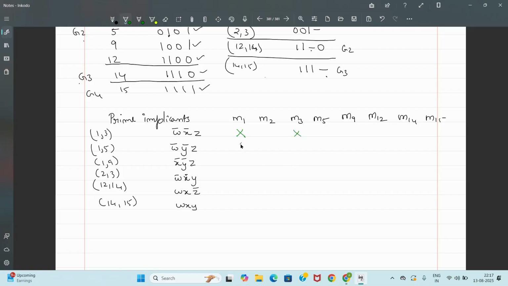Next it is 1 and 5. So here 1 and 5. Then 1, 9. 2 comma 3. So 2, 3. 12 and 14. 12, 14. 14, 15. Okay.